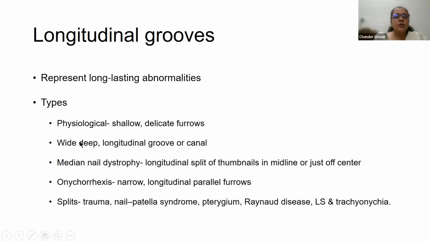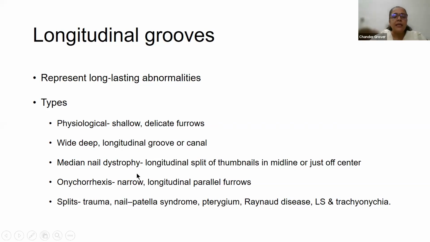The wider, deeper longitudinal grooves are also known as canals. And these canals are often a result of pressure. This will occur with a myxoid cyst. It will occur with even a wart in this location, or a Koenen's tumor. This will be known as a groove. It's wider, deeper, and of course longitudinal. We are talking about longitudinal lines.